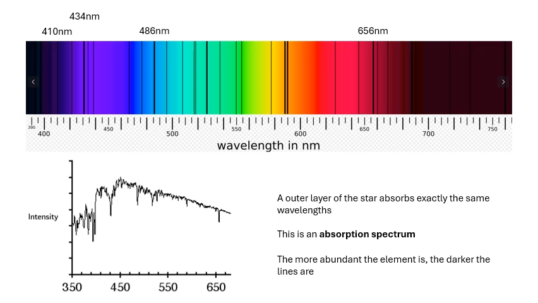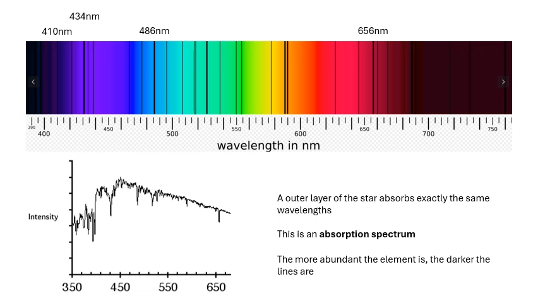Okay, now that was an emission spectrum. This is an absorption spectrum. And again, what happens is that the atoms of hydrogen or any other element absorb the same wavelengths. Okay, this is actually the absorption spectrum for our sun. And by looking at it, looking at the black lines, we can tell what the sun is made out of. Okay, and the darker the line, the more of that element there is.